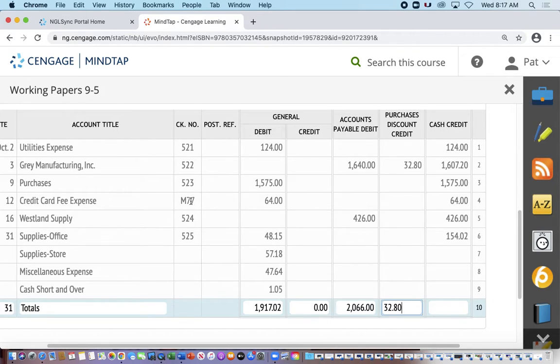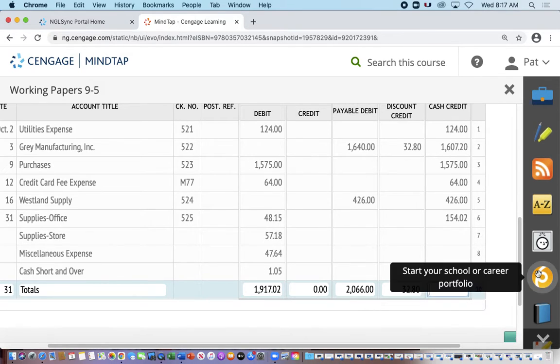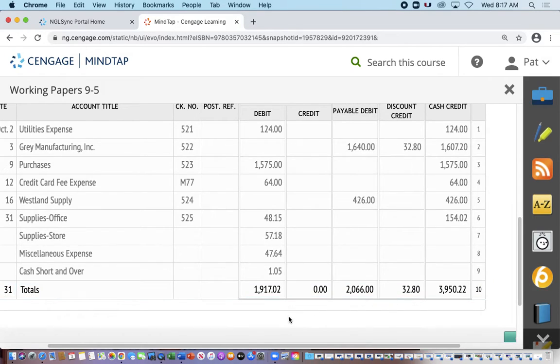We have these payments to these utilities. These are all the ones that you guys did, right? You guys hopefully are comfortable doing these transactions. This is a cash short. Just by looking at it, you can tell it's a cash short, right? Because it's a debit. Short's on the left. So the total for cash that we paid out this month was $3,950.22.